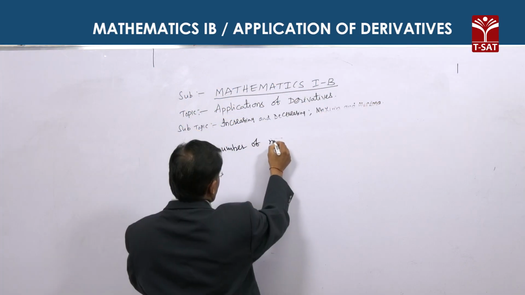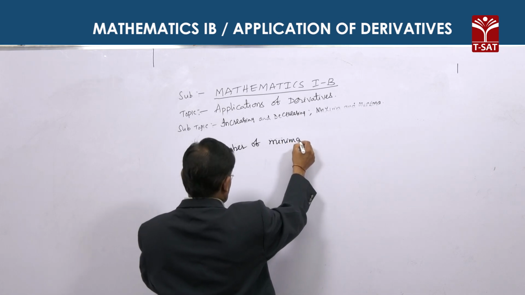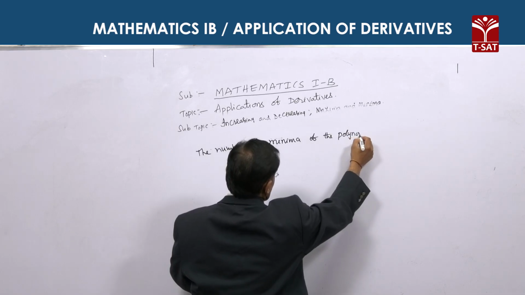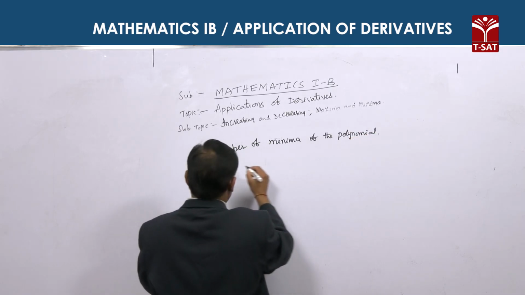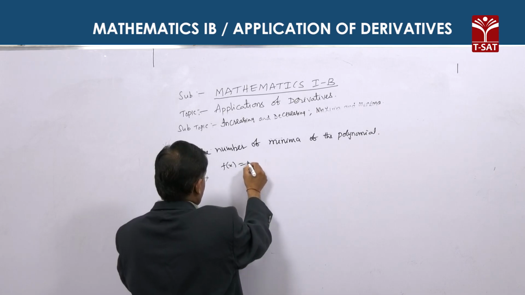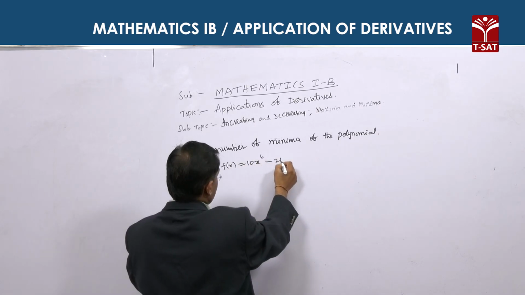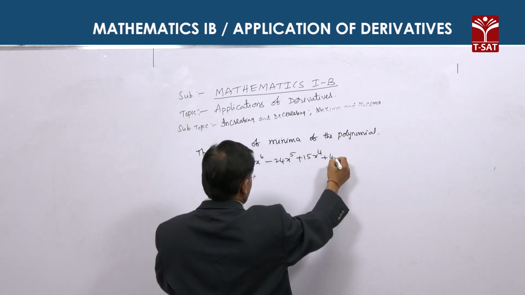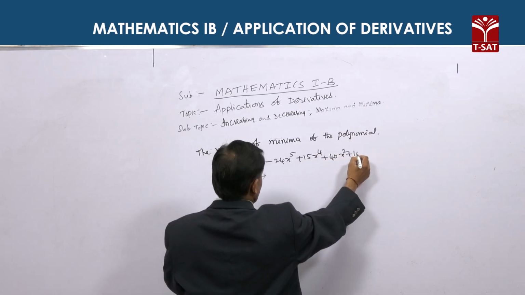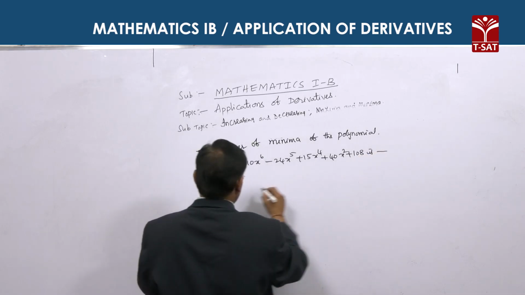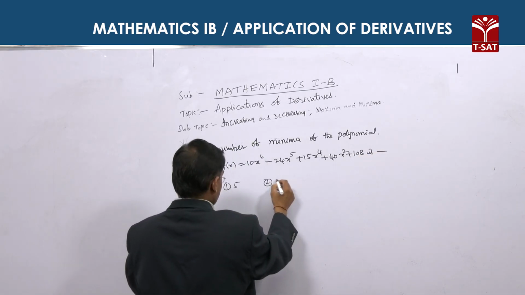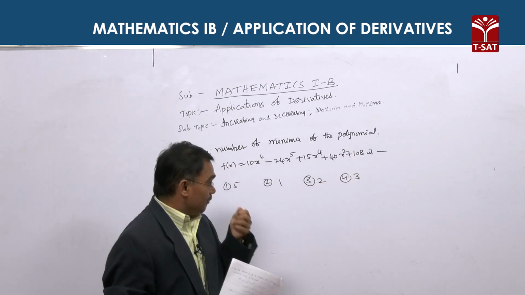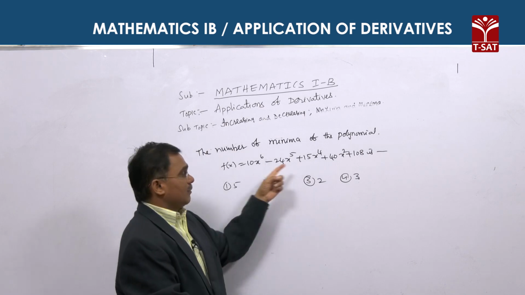The number of minima of the polynomial f of x is equal to 10x power 6 minus 24x power 5 plus 15x power 4 plus 40x square plus 108 is dash. Right? First answer is 5, second answer is 1, third answer is 2, fourth answer is 3. Right? The number of minima of the polynomial given.